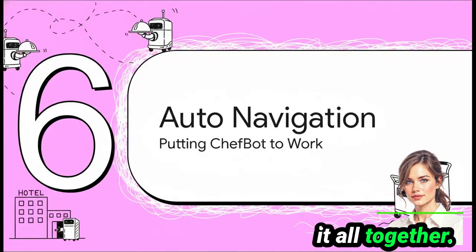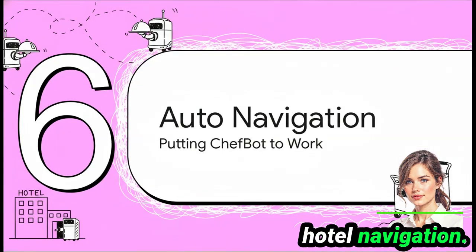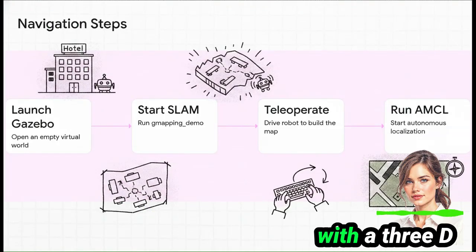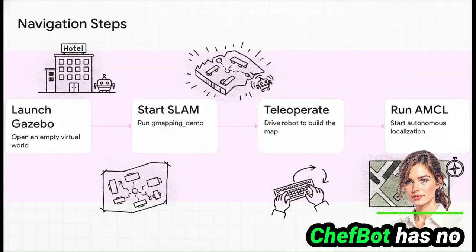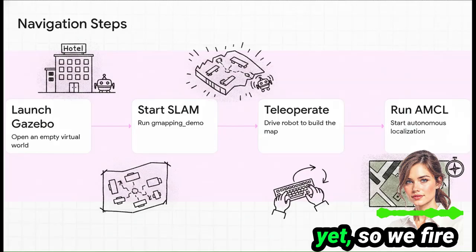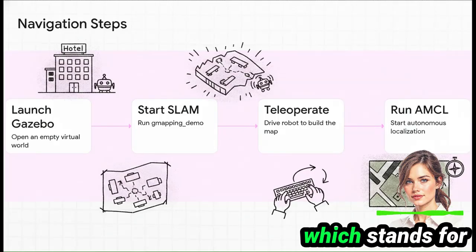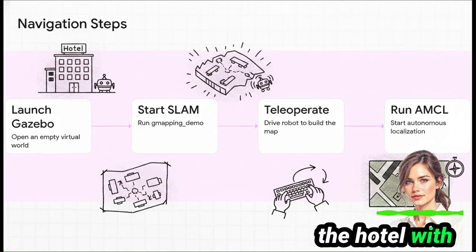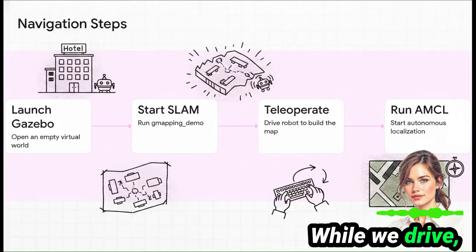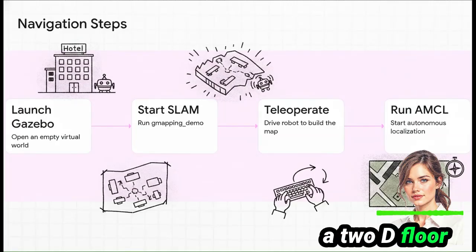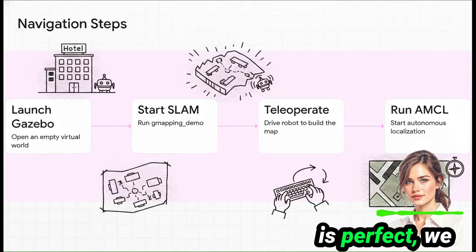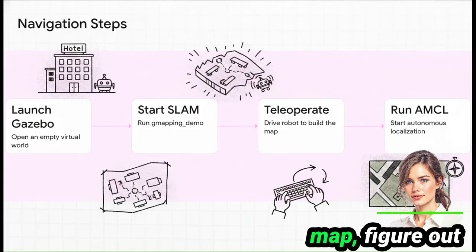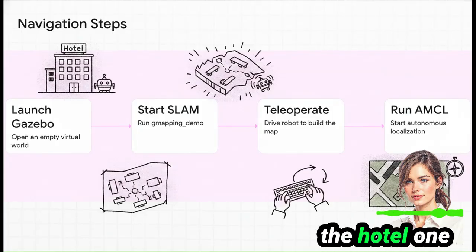Let's put it all together. Here is how we get to autonomous hotel navigation. The workflow here is going to blow your mind. First, we load up Gazebo with a 3D hotel layout. But get this, ChefBot has no idea what this place looks like yet, so we fire up a process called SLAM, which stands for Simultaneous Localization and Mapping. We literally drive the robot around the hotel with our keyboard like a video game. While we drive, its virtual sensors scan the walls and draw a 2D floor plan in real time. Once that map is perfect, we save it, turn off SLAM, and switch on AMCL. Now the robot can look at that map, figure out exactly where it is, and navigate the hotel 100% on its own.